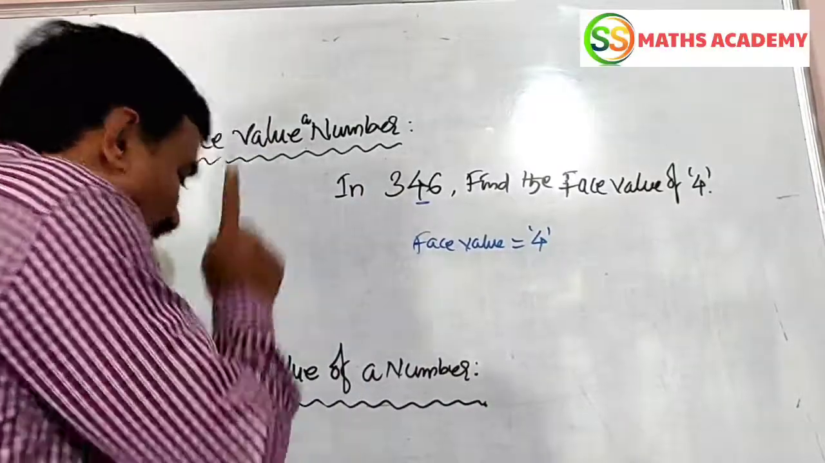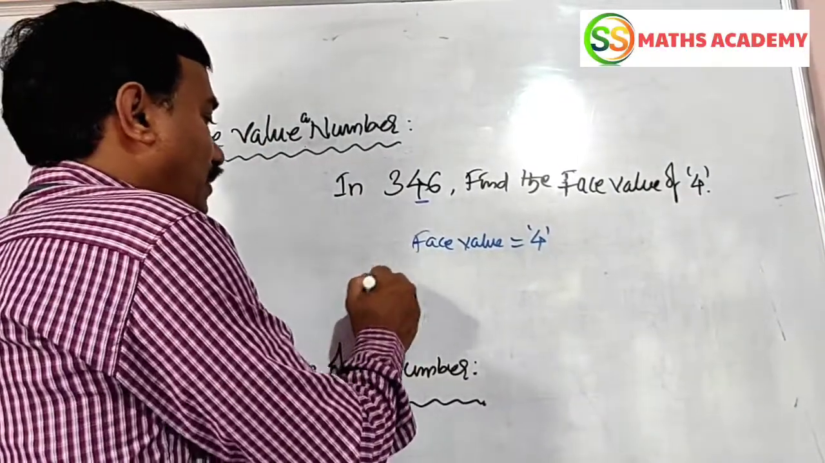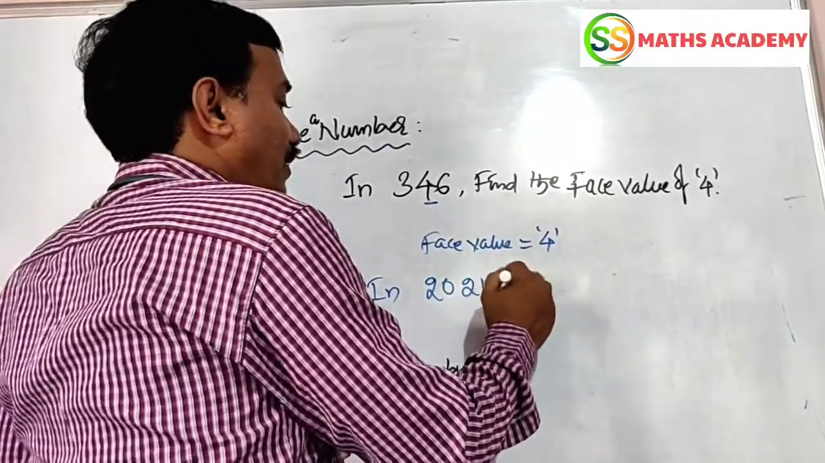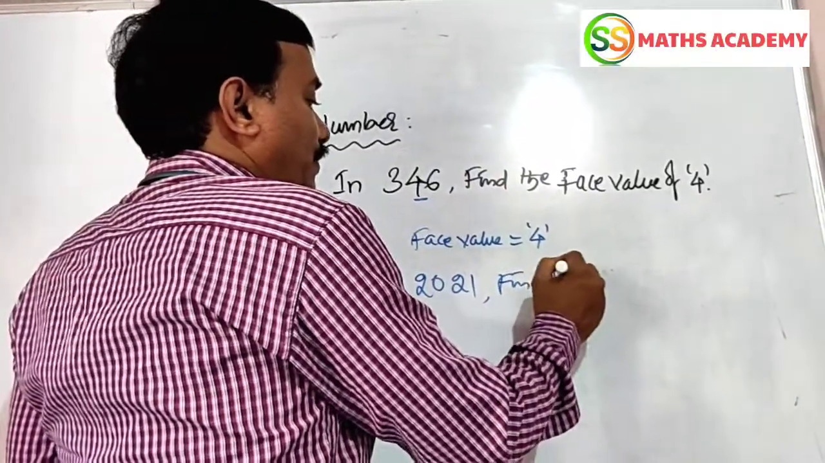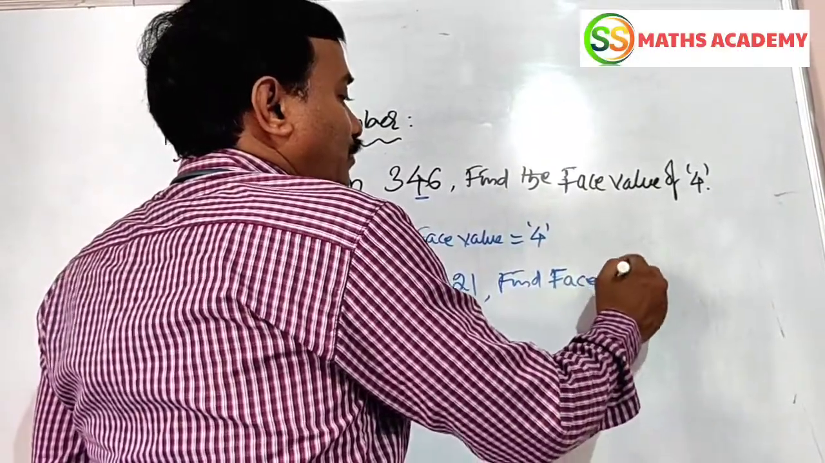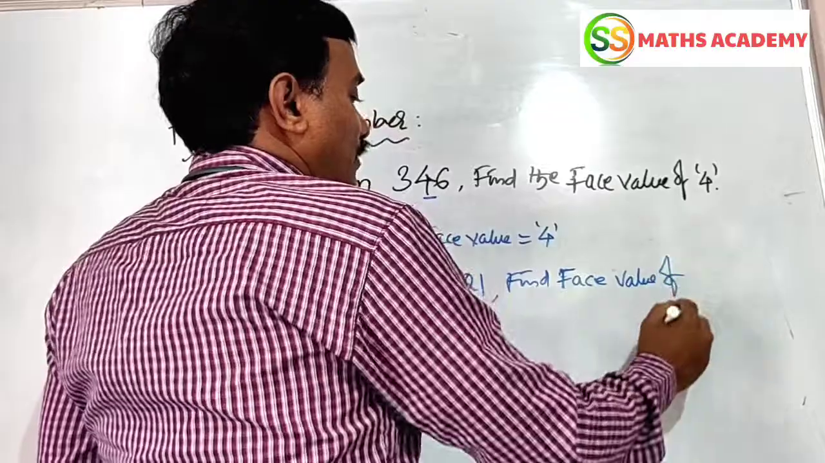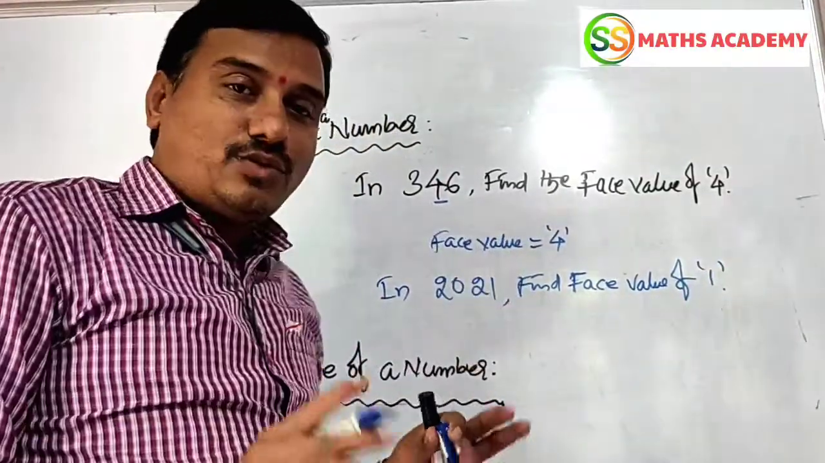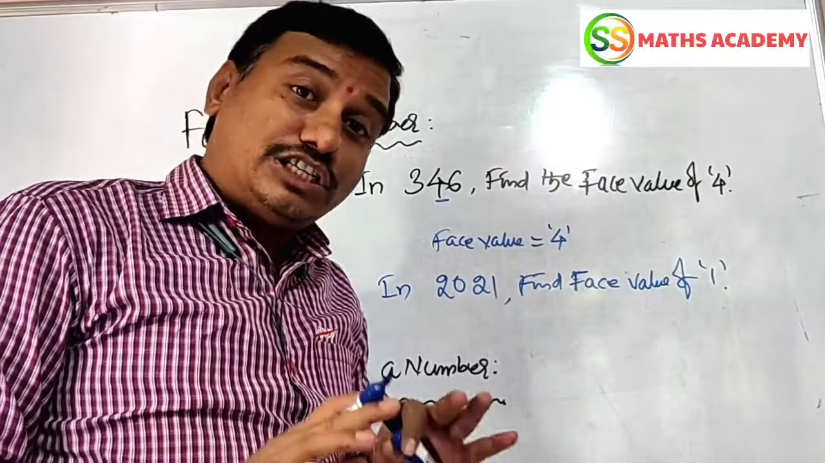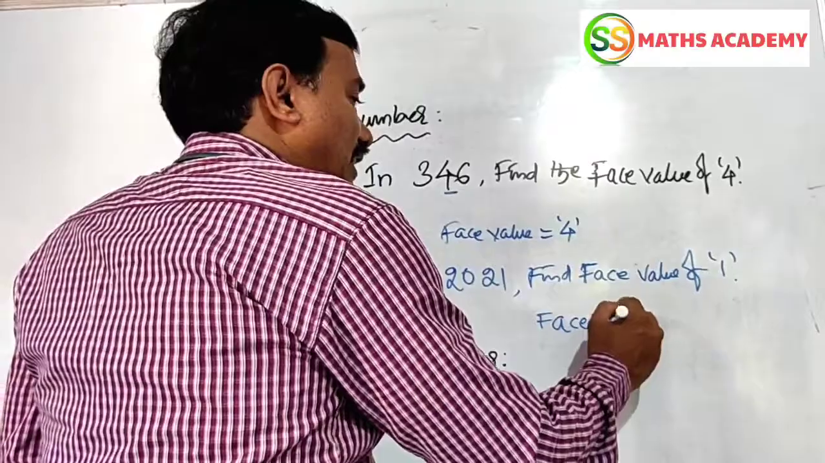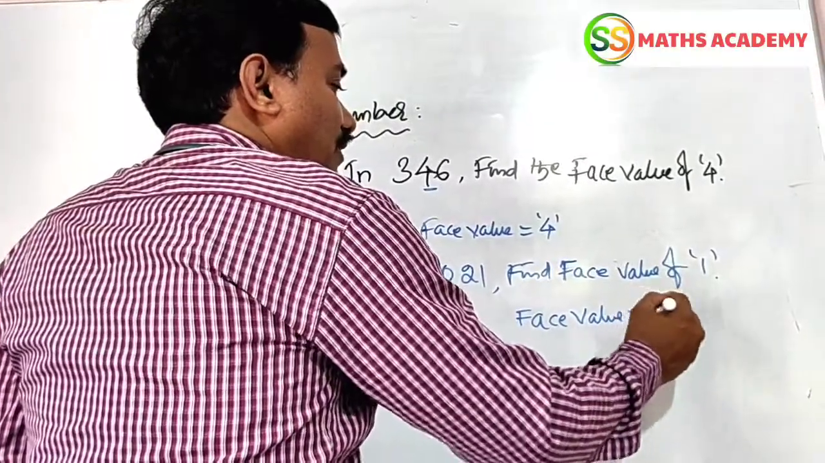Okay. Next, let us come to the second example. In 2021, find the face value of 1. It is in the ones position. Don't multiply with the place value. Irrespective of place value, the face value of 1 is 1 only.